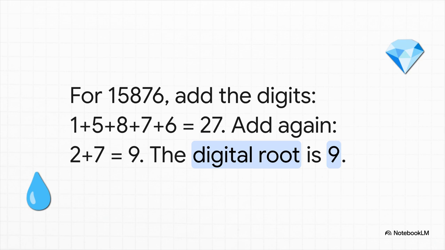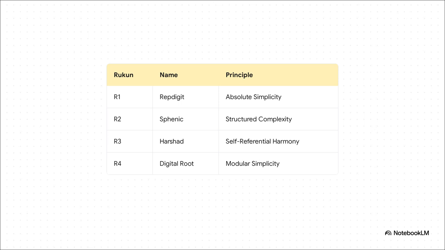So for our case study number, 15,876, the digits add up to 27. We do it again. 2 plus 7 gives us a final digital root of 9. So there you have it, the 4 pillars. Rep digit for pure simplicity, sphenic for that structured complexity, Harshad for internal harmony, and digital root for its essential core. Now let's get to our case study and see how this all works in the real world.